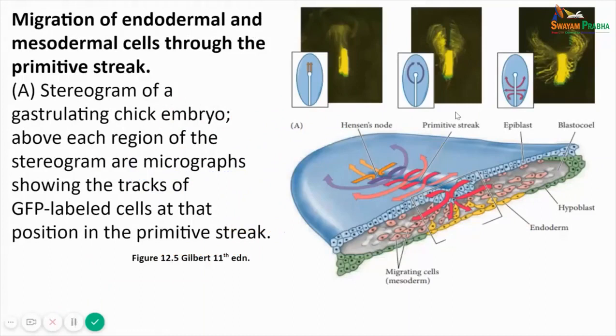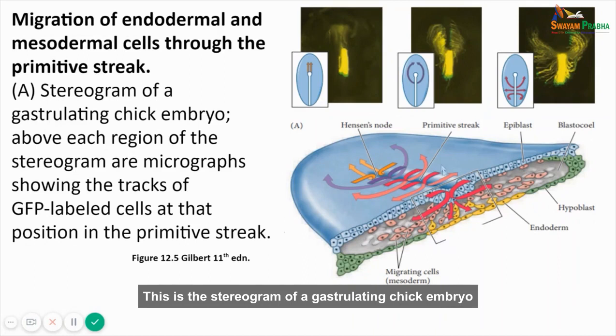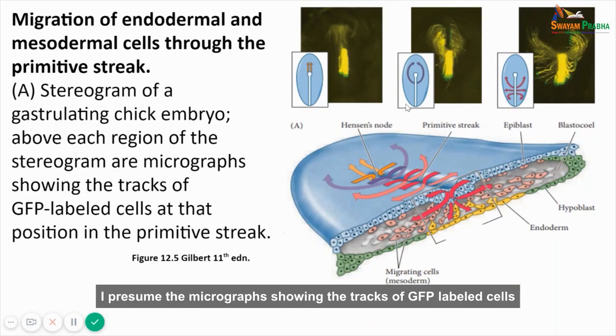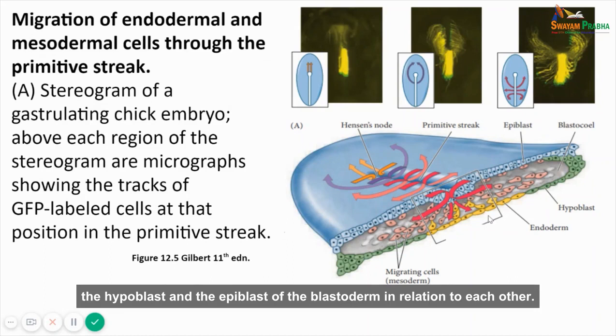This diagram will explain the migration of endodermal and mesodermal cells through the primitive streak. This is the stereogram of a gastrulating chick embryo, and above each region of the stereogram I present the micrographs showing the tracks of GFP labeled cells at that position in the primitive streak. This diagram shows the relationship of the primitive streak, the migrating cells, the hypoblast and the epiblast of the blastoderm in relation to each other.